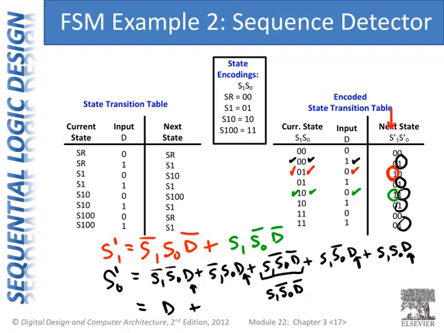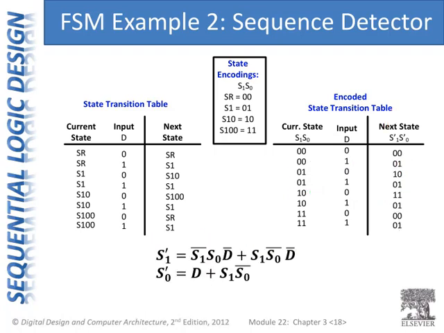Okay, and here we have our simplification theorem. D or D bar and something is just going to be equal to D or that something, S1 and S0 bar. And again, you could put that into a K-map and get the same result. So here are our next state equations written out nicely.